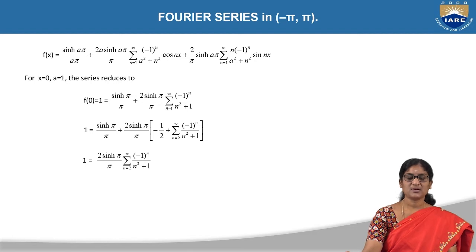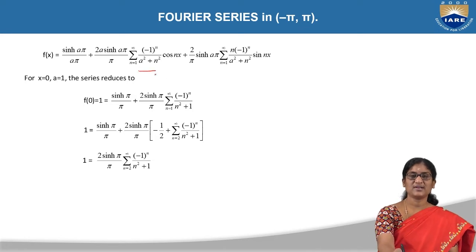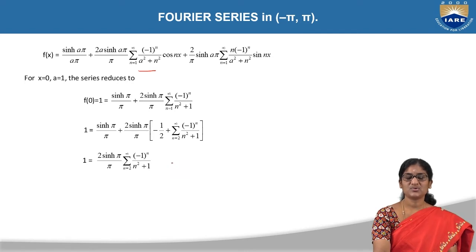f(x) is equal to sinh(aπ) by aπ, which is nothing but the a naught value we got, plus 2a sinh(aπ) by π, summation n from 1 to infinity (−1)^n by (a² plus n²) cos nx, plus 2 by π sinh(aπ), summation n from 1 to infinity n (−1)^n by (a² plus n²) sin nx.